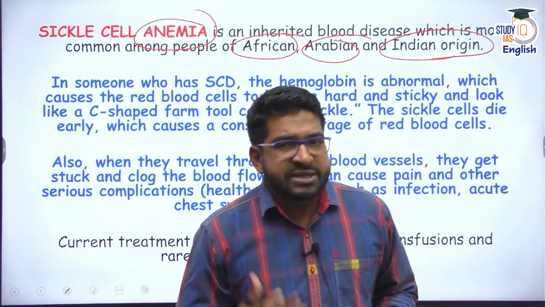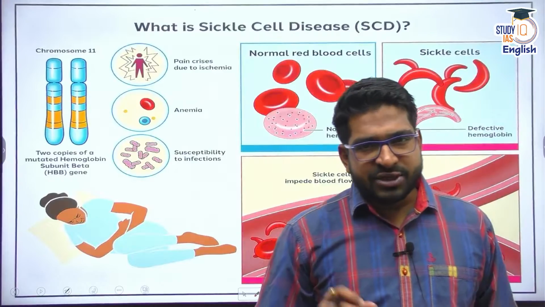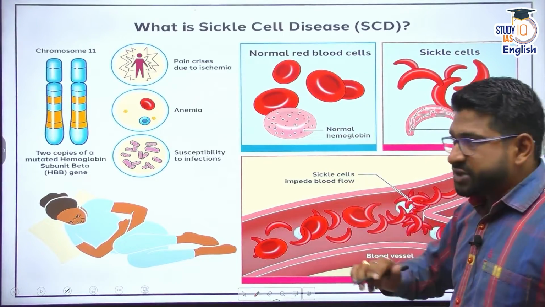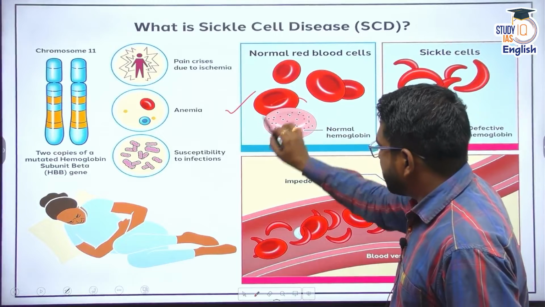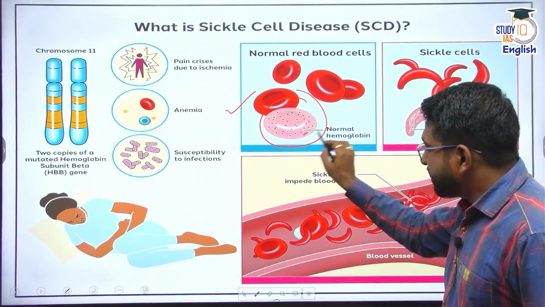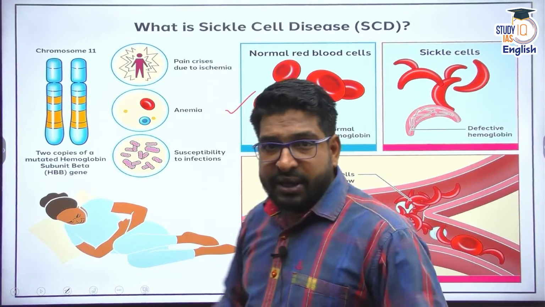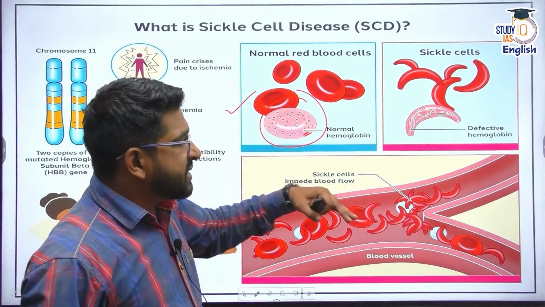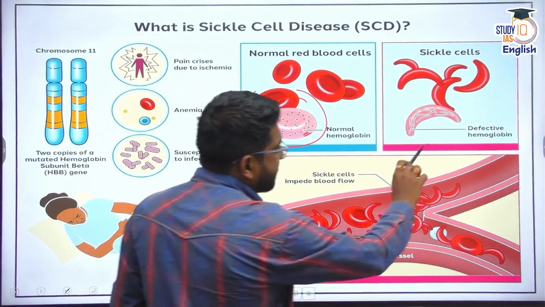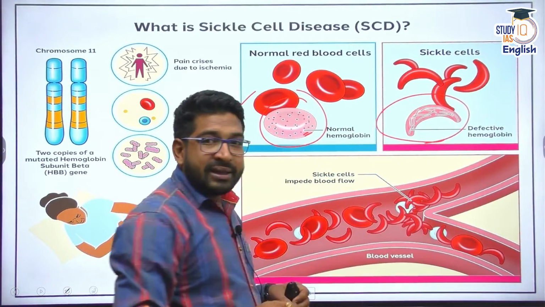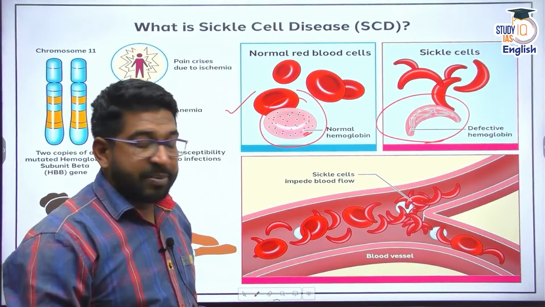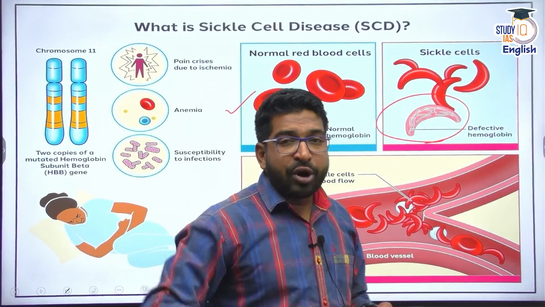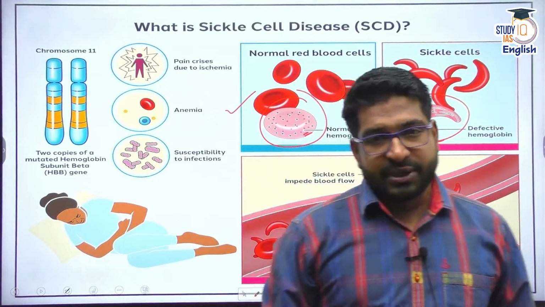Now, when a person is suffering from sickle cell anemia or sickle cell disorder, what happens? In a normal person, the RBCs are round in shape and they have normal hemoglobin. But in a person suffering from sickle cell anemia, the red blood cells as well as the hemoglobin itself change shape. The red blood cells become crescent shaped. The hemoglobin also changes shape. Because of this, the body's metabolism is disrupted.